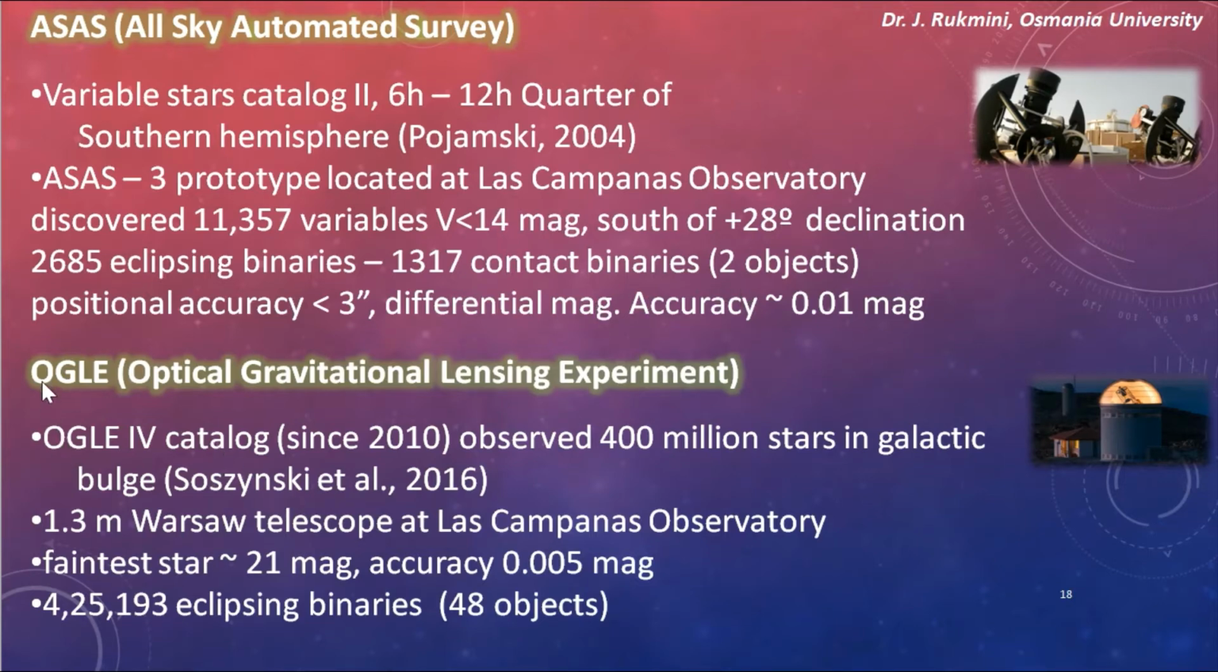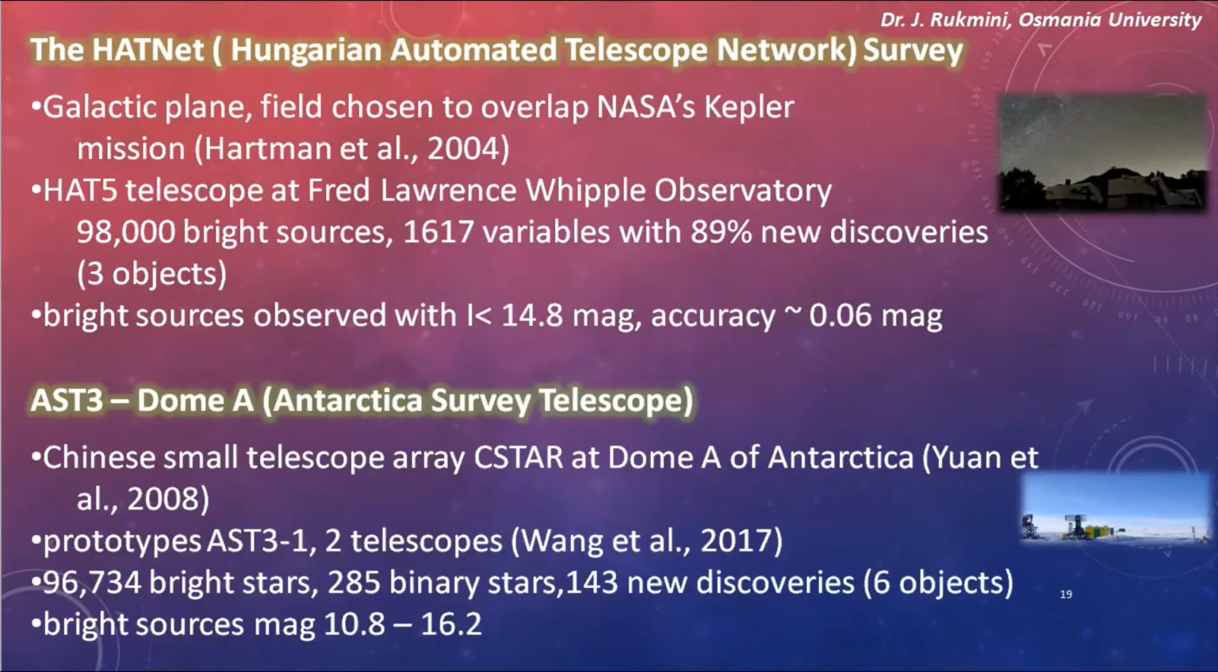There is another catalog, OGLE, Optical Gravitational Lensing Experiment. Basically, this experiment was designed to find if there are any exoplanets, and light variations are the major measuring technique used to detect exoplanets. So in the process, they have discovered many eclipsing binaries, more than 4 lakh eclipsing binaries, and we have chosen 48 of them as totally eclipsing contact binaries for our analysis.